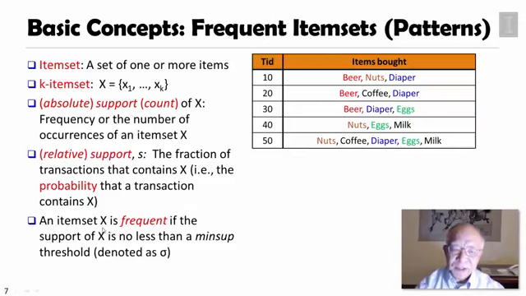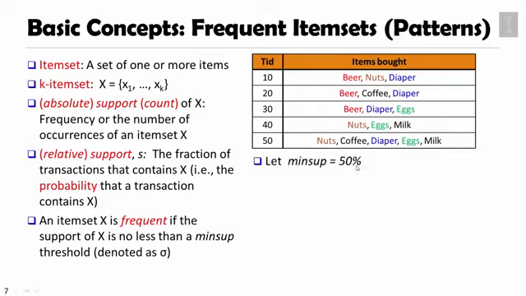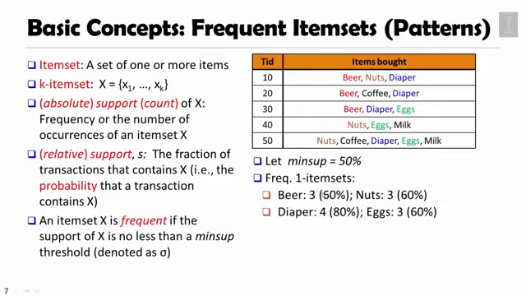So we may see whether an item set X is frequent or not: if the support of X passes a minimum support threshold. For example, if we say the minimum support threshold is 50%, then we can find the frequent 1 item sets in this data set. You will find there are 4. Like beer, you can see there are 3 cases. The absolute support is 3. The relative support is 3 over 5, which is 60%.